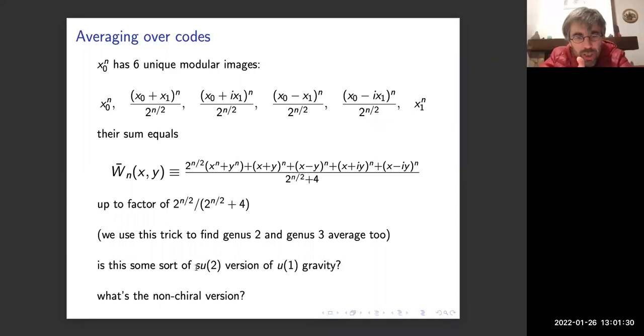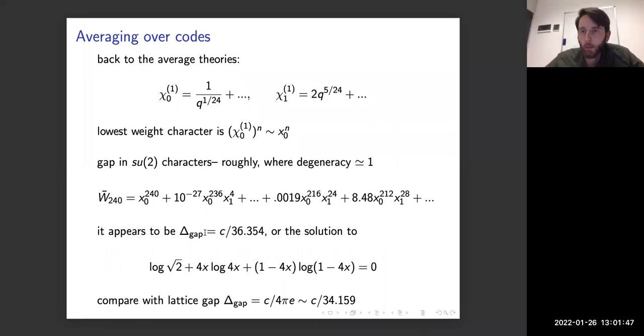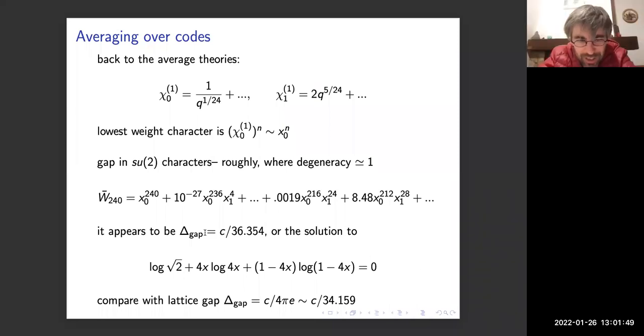But what's your interpretation? Some of these average coefficients are very small below the gap, but non-zero. So it means that there are some code theories which do not have a large gap. Very rare, but there are some code theories with very small gap. How do you interpret that? That's the same thing that happens for those that do not look like gravity.